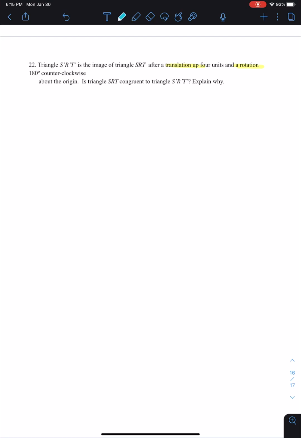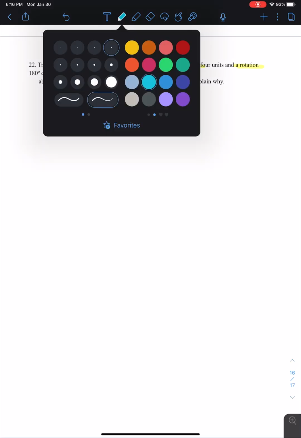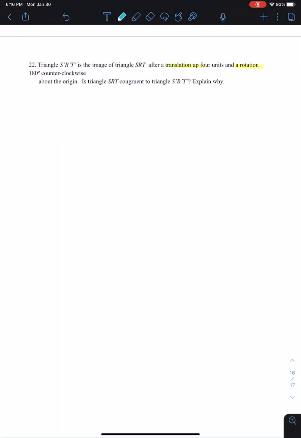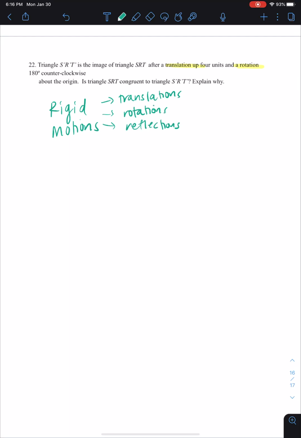Explain. So whenever we see problems like this dealing with transformations, and the pre-image being congruent to the image, we want to think about this idea of rigid motions. And we know that there are 3 different transformations that are rigid motions: translations, rotations, and reflections. The only transformation that is not a rigid motion is dilations, because dilations change the size of the shape. So in a rigid motion, the pre-image and image are congruent because they're the same shape and size.